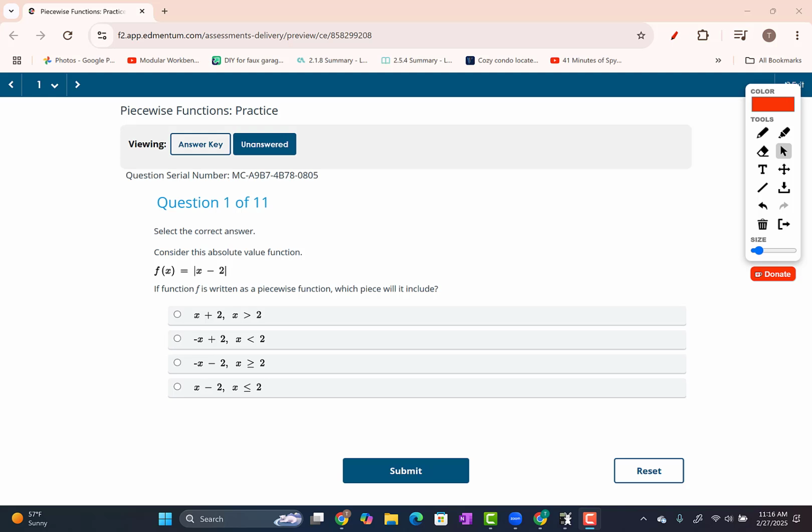All right, question 1. Consider this absolute value function. f of x equals the absolute value of x minus 2. If function f is written as a piecewise function, which piece will it include?